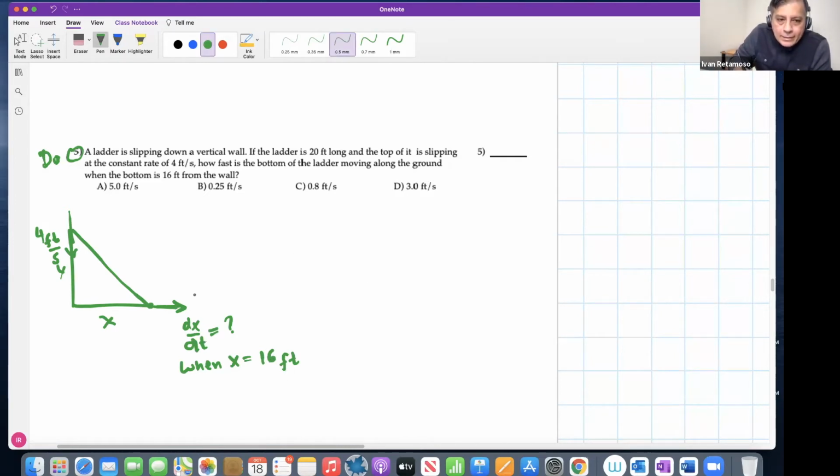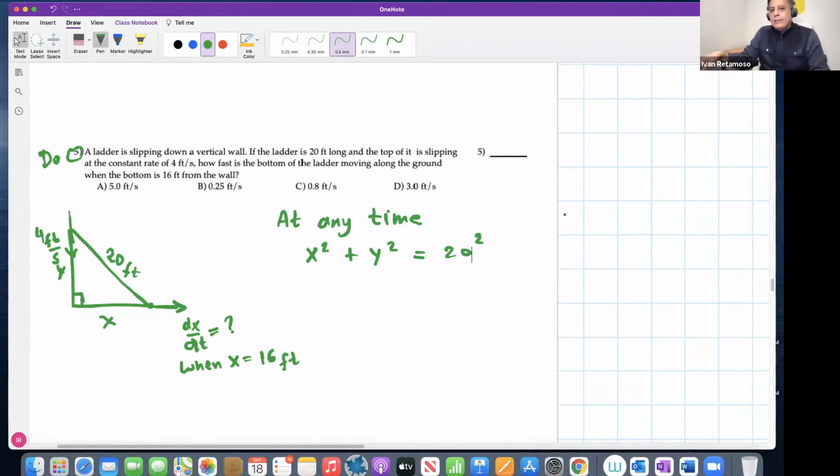And well, the other hint is that this is 20, right? The length of the ladder never changes throughout time. So the last hint will be this: at any time, because of the theorem of Pythagoras, x squared plus y squared equal 20 squared, right? Yeah, that's the theorem of Pythagoras.